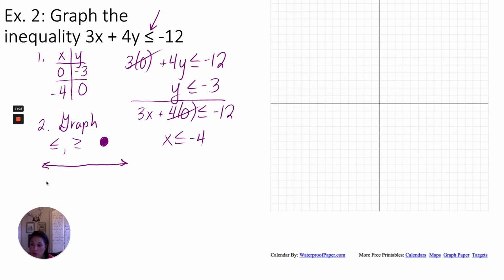Okay, so let's go ahead and graph this. My first point is 0, negative 3: 1, 2, 3. I have a closed circle. And then x, negative 4: 1, 2, 3, 4. And my y is 0. Okay, now I'm going to have a straight line that goes through these points. Please use your ruler to draw a straight line.